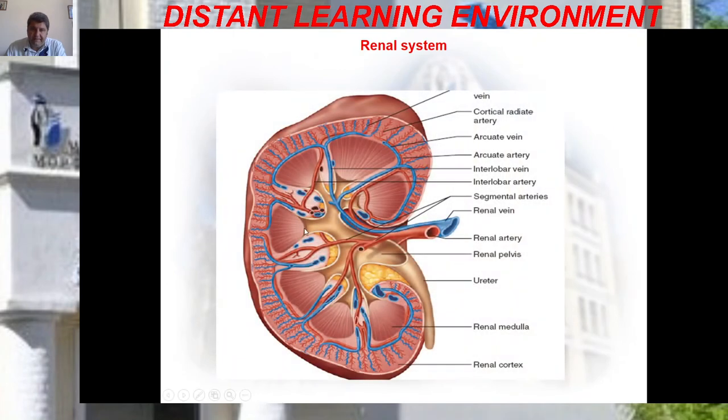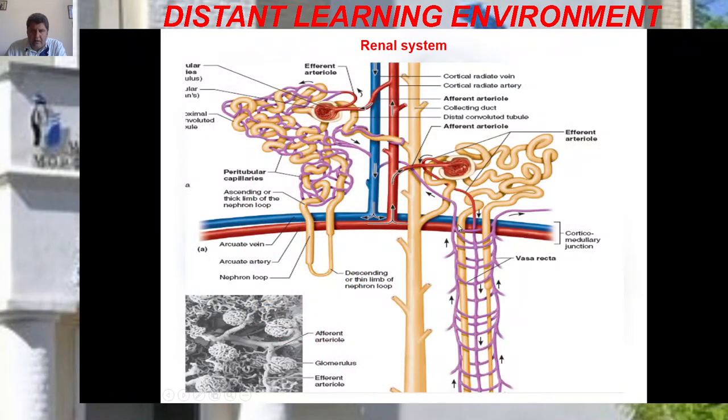So you may see on this picture the lobes of the kidney. Also you may see the renal artery, vein, and also you can see on this picture the nephron, the capillary glomeruli here and here, and also the tubular system of the nephron.